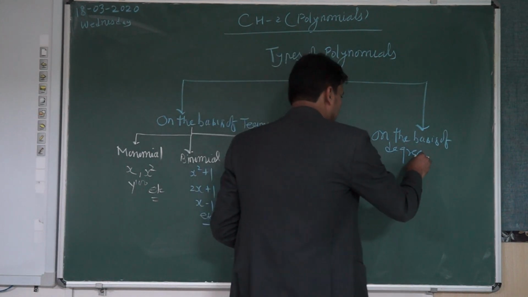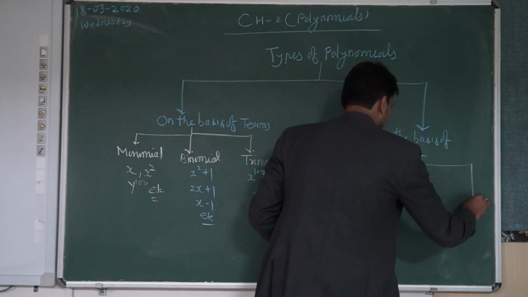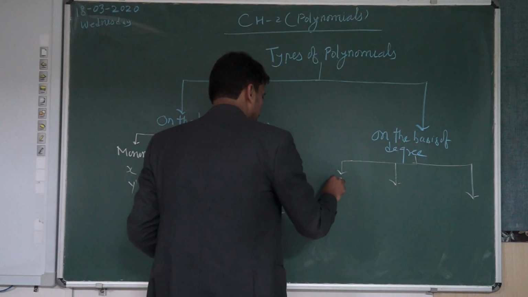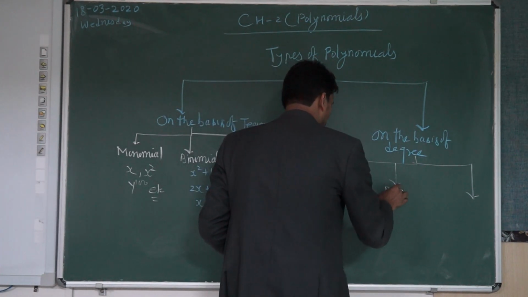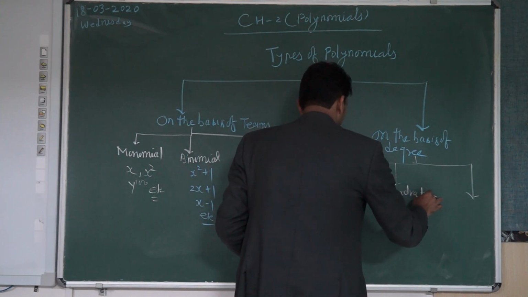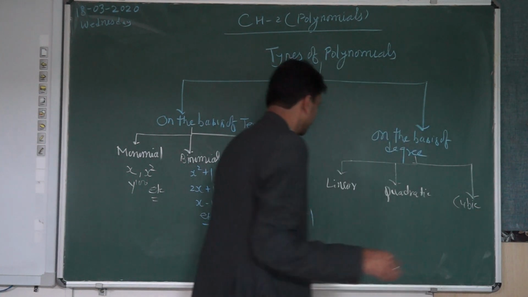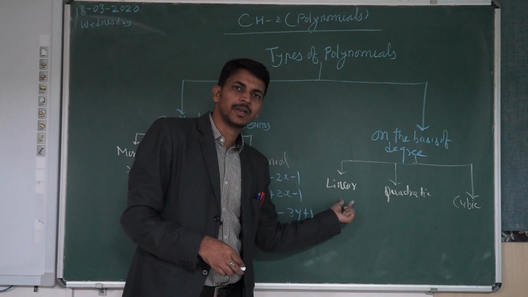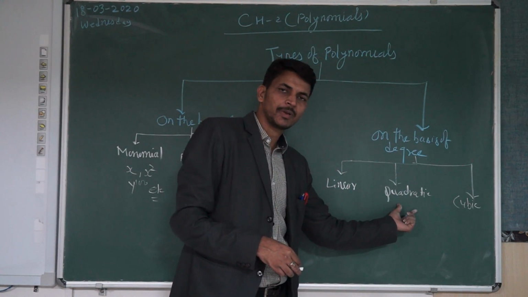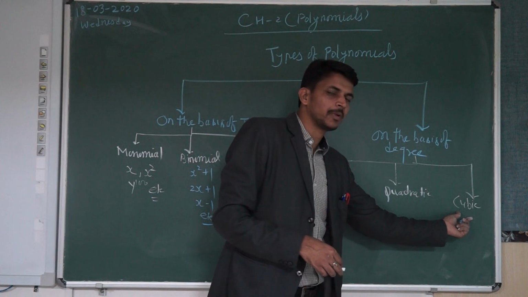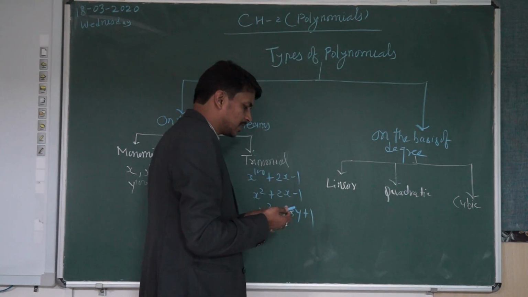On the basis of degree, again it is classified mainly in three ways, three different types. One is linear polynomial, second one is quadratic polynomial, third one is cubic polynomial. Linear polynomial means a polynomial of degree 1, quadratic polynomial means a polynomial of degree 2, cubic polynomial means a polynomial of degree 3.